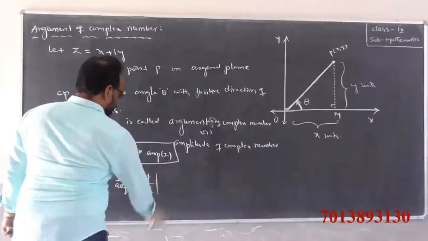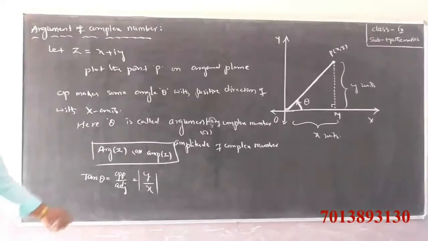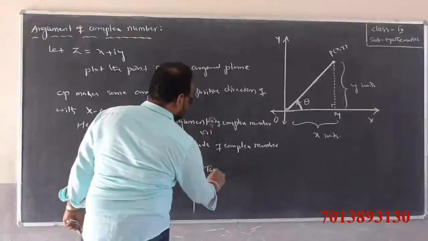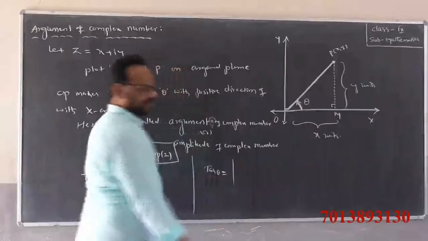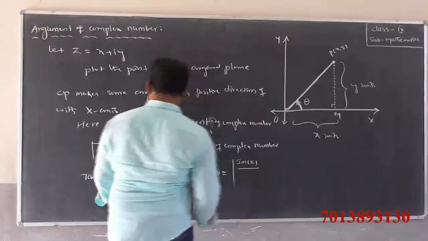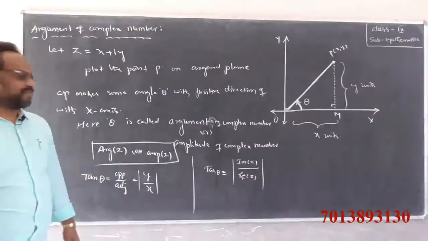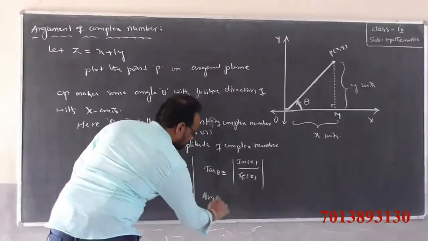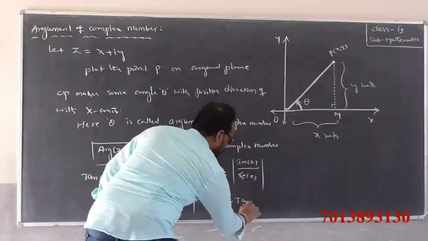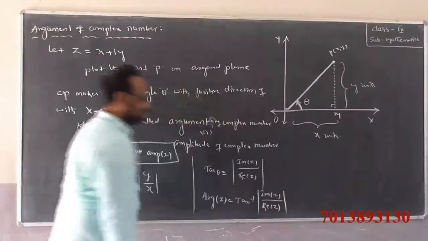We want a positive angle, so take the modulus: tan theta = |y|/x. Here |y| is the modulus of the imaginary part of z, and x is the real part of z. We want theta, the argument of z. If we transpose tan, we get the argument of z equals tan inverse of the modulus of the imaginary part of z by the real part of z.